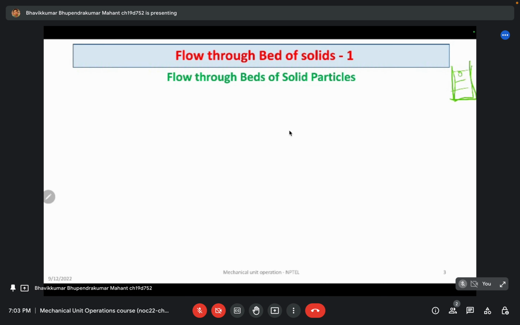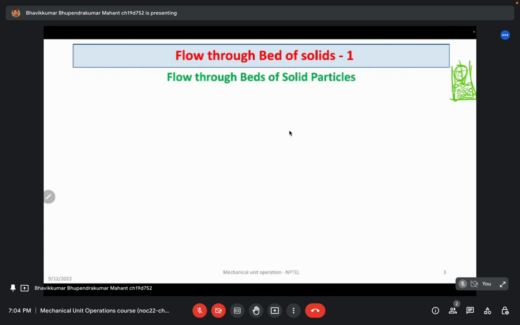filled in some container, cylinder, anywhere. We just discussed the drag forces, the viscous forces and all that will be responsible. But why do we require the flow through a bed of solid particles? There are many solid particles there. This is typically an alternative to what we already discussed.